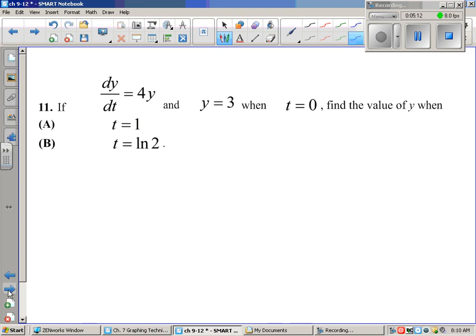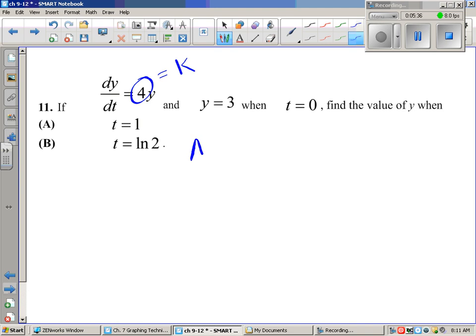So it says if dy/dt equals 4y and y equals 3 when time is 0. Do you see how this information is kind of telling you, okay, we've got initial going on here? When time is 0, the initial population is 3. Find the value of y when, and then it gives you different values for t. So what this is telling me then is that 4 is k.